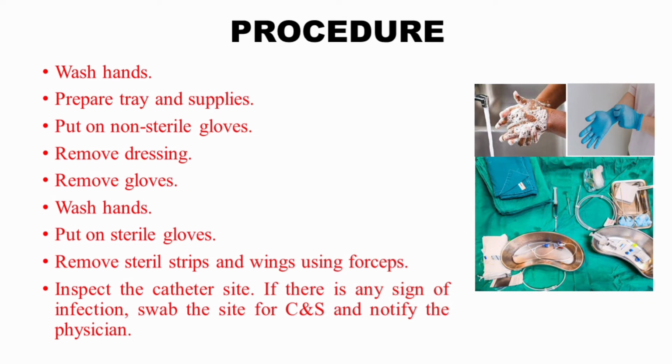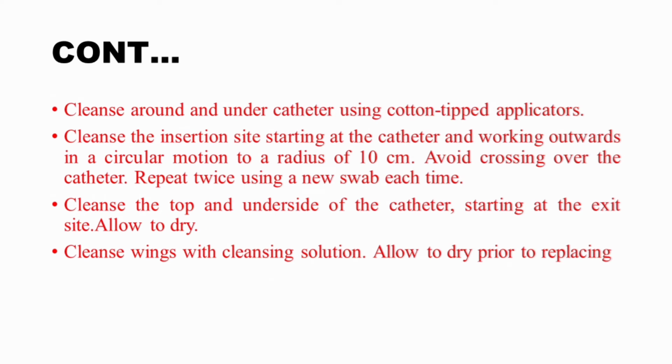Procedure: wash the hands using universal steps, prepare the sterile tray and supplies, put on the non-sterile gloves, remove the old dressing and remove the gloves. Then again wash the hands, put on the sterile gloves and remove the sterile strips and wings using the forceps. Inspect the catheter site. If there are any signs of infection, swab the site of the catheter and notify the physician.